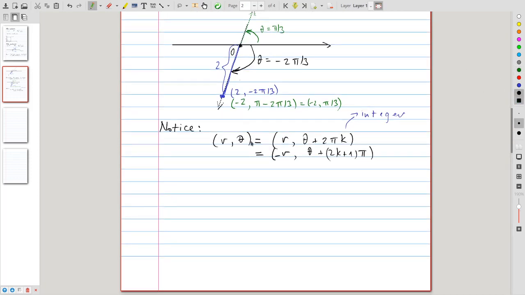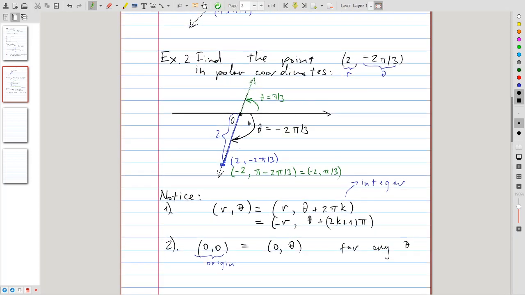Another thing to observe here is that the origin, the pole, has infinitely many ways to be represented in polar coordinates, like so. So 0, 0, which is the pole, the origin, is equal to any point of the form 0, theta. So we can have absolutely any theta, but since the radius is 0, we never leave the origin, right?